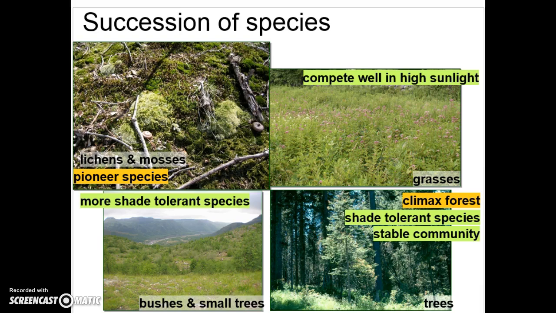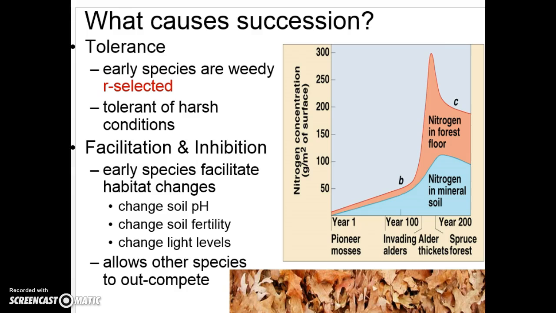So this is an example of a succession of species. The first one is the pioneer species of lichen and moss. And then we can have the grasses and then bushes and trees. And then we have what's called a climax forest, which is the balanced, stable community. What causes succession? Again, we have both natural and man-made causes.